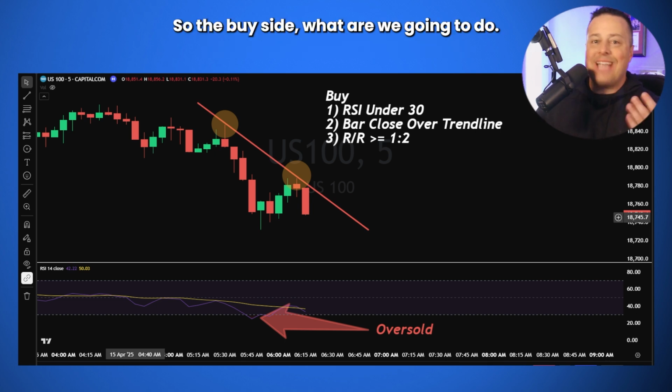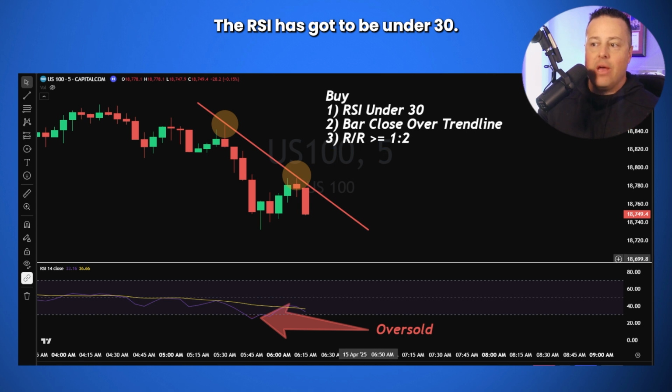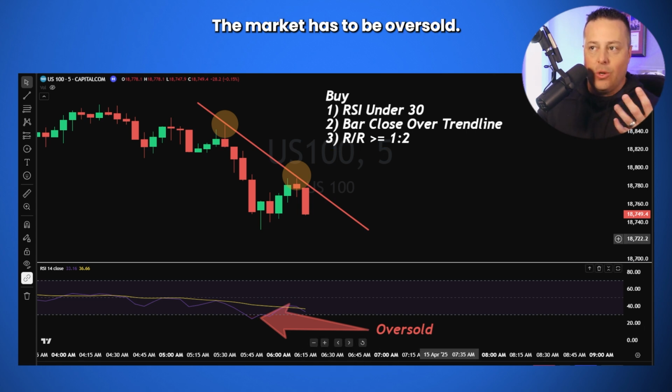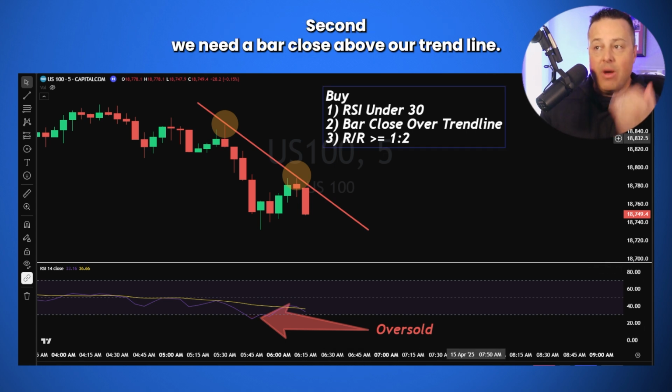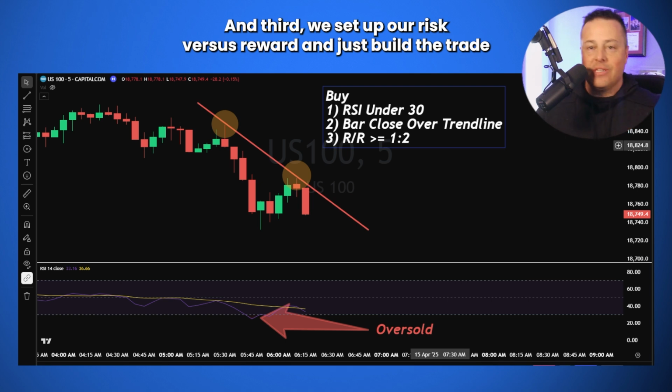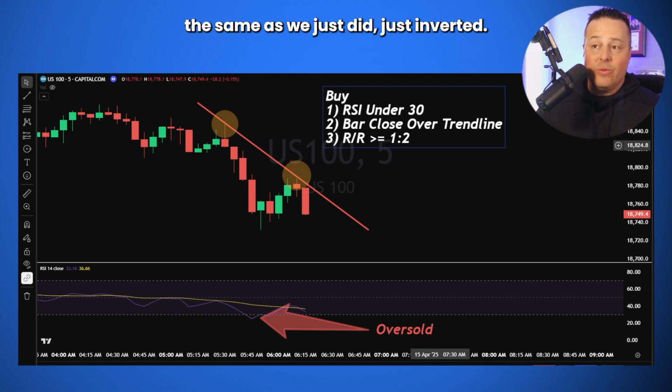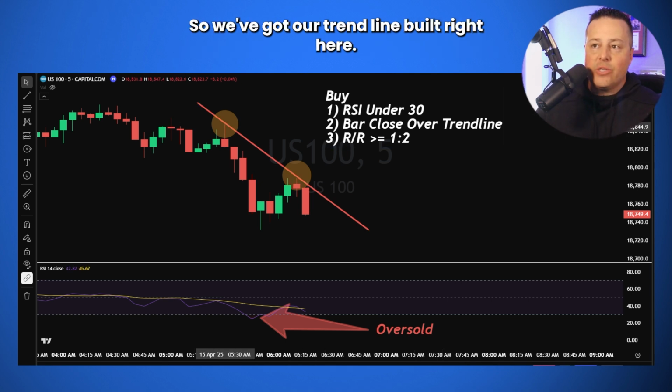So the buy side, what are we going to do? The RSI has got to be under 30. The market has to be oversold. Second, we need a bar close above our trend line. And third, we set up our risk versus reward and just build the trade the same as we just did, just inverted. So we've got our trend line built right here.